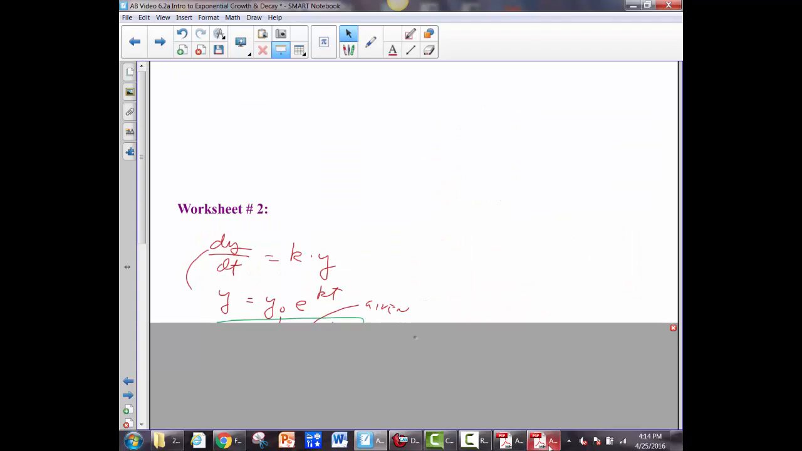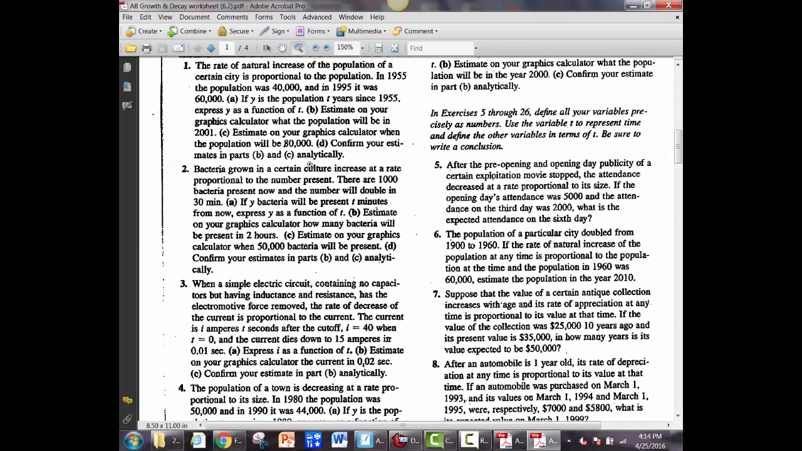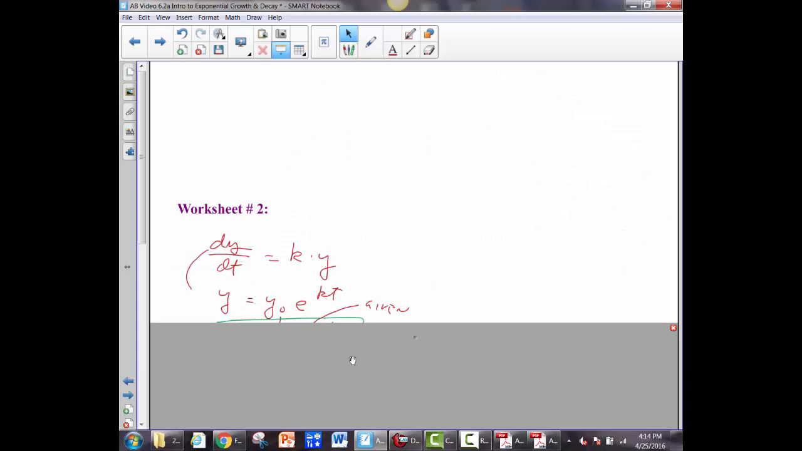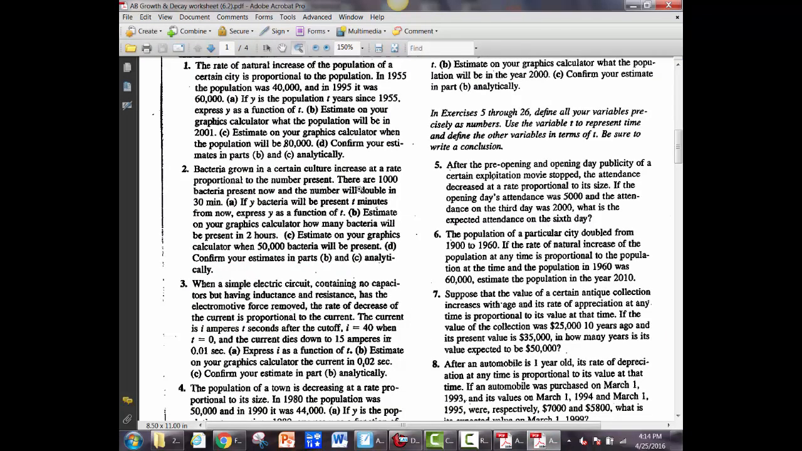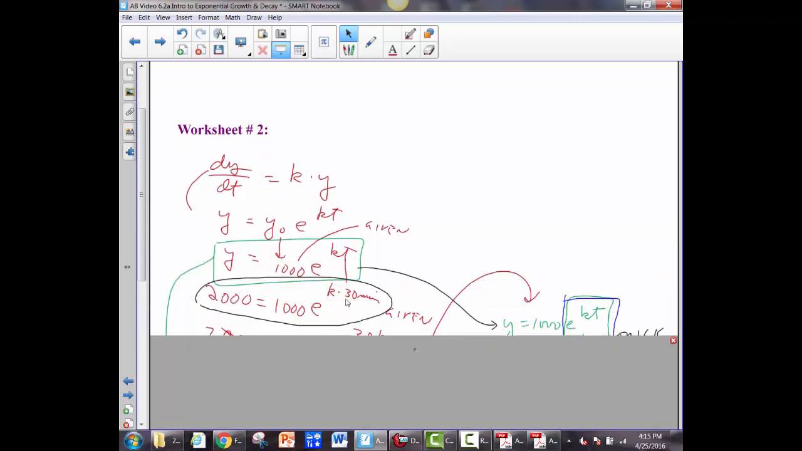In the worksheet, going back to number 2: bacteria grown in a certain culture increase at a rate proportional to the number present. As soon as you read that, that's dy/dt equals ky, which means we know it becomes y equals y0 times e to the kt. It says there are 1,000 bacteria present now, so that'll be the initial amount, y0, and the number will double in 30 minutes. Okay, so there's 1,000 now. In 30 minutes, so replacing t by 30 minutes, there will be double what there is now, which is 2,000.